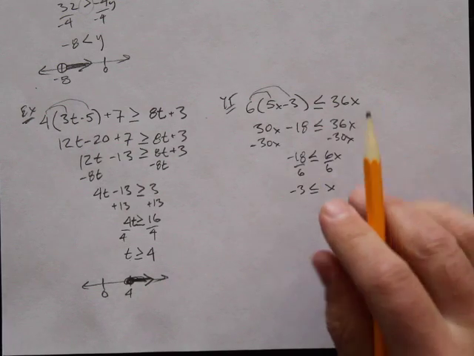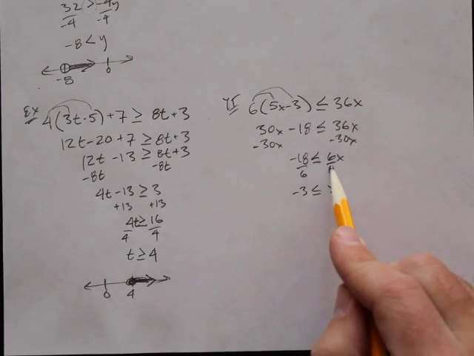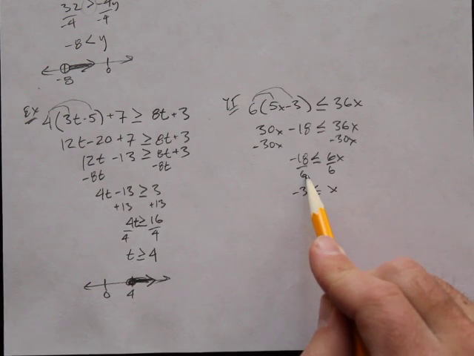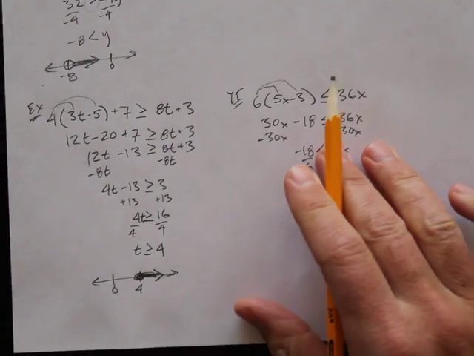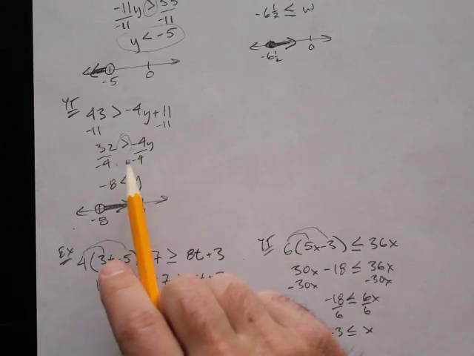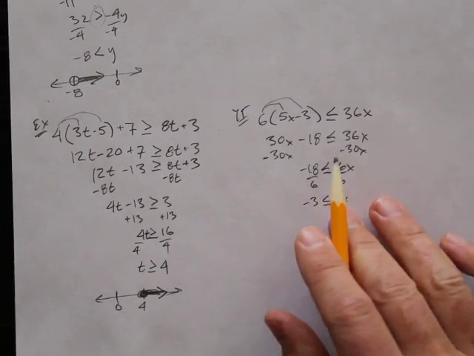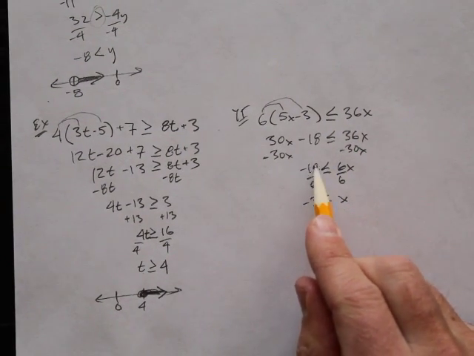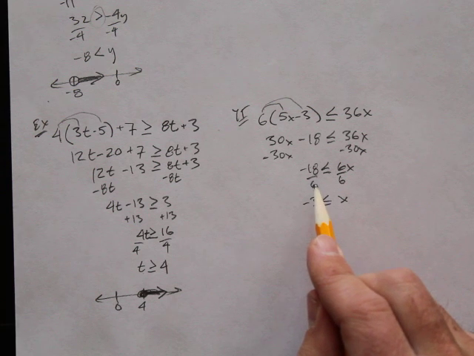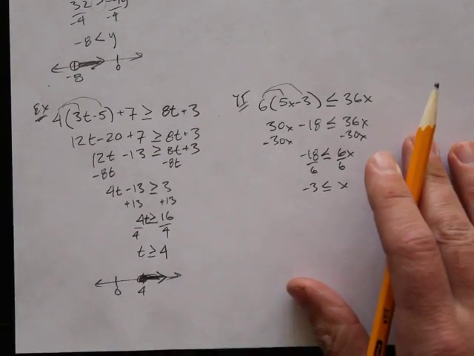Now, notice how I didn't switch my sign here. I didn't flip it because I divided by a positive number instead of a negative. Back in the other ones, if I divided by a negative, I had to switch my sign. Again, even though this 18 here is negative, I did not divide by a negative number. I divided by a positive number. So I keep my sign the way it is.